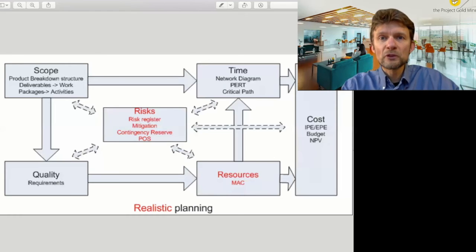So the bottom line is the realistic planning comes with a careful analysis of the resources and the risks.